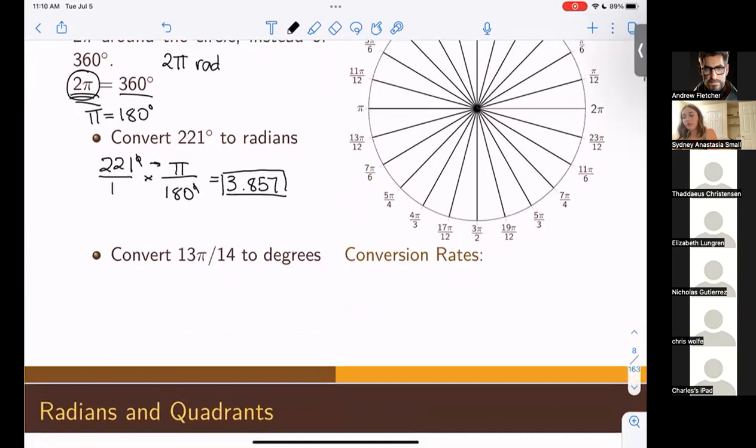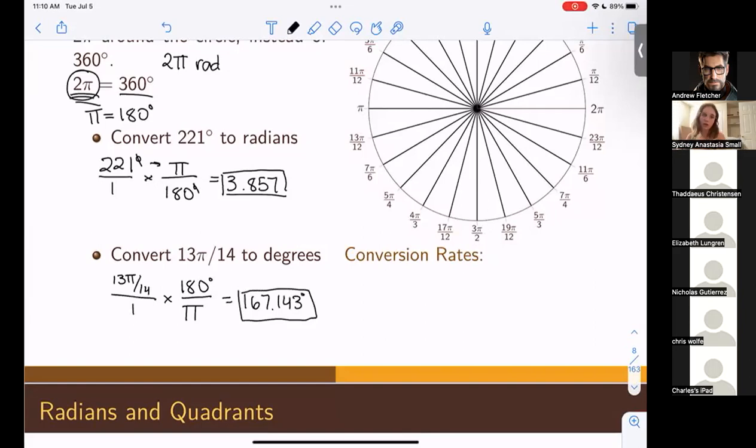Same thing. Let's convert 13 pi over 14 radians, which it doesn't say, but that's implied, to degrees. Similar process. We start with 13 pi over 14 radians. And I want the unit of radians to cancel this time because I want to be left with degrees. So I'll put the radians conversion factor in the bottom, which is the pi. And we know there are 180 degrees in pi radians. Plugging this into my calculator, I get that this is about 167.143 degrees.